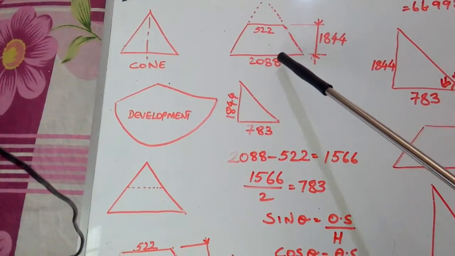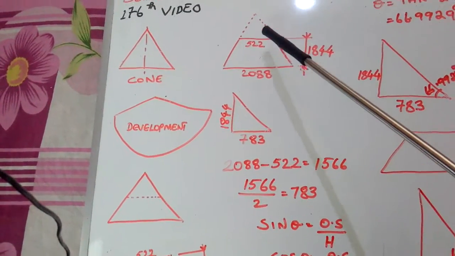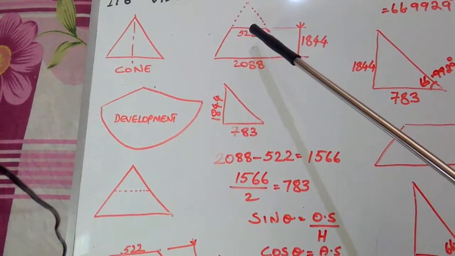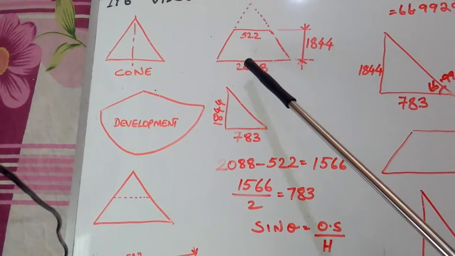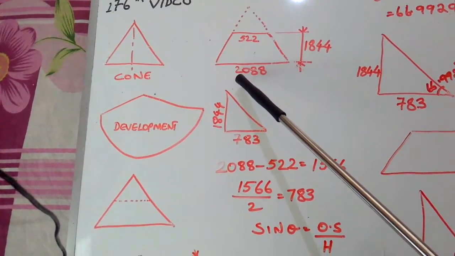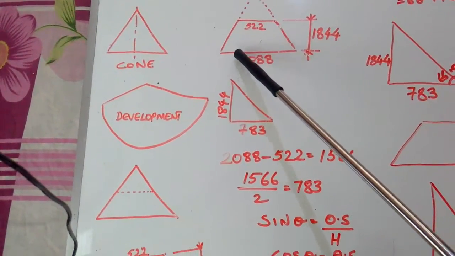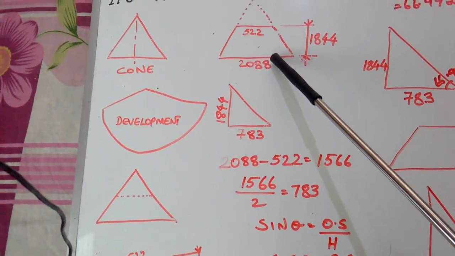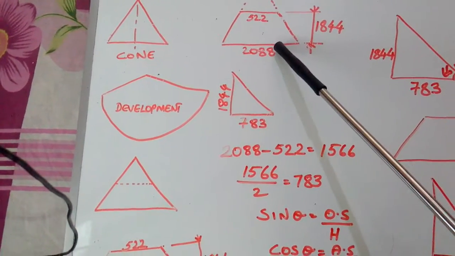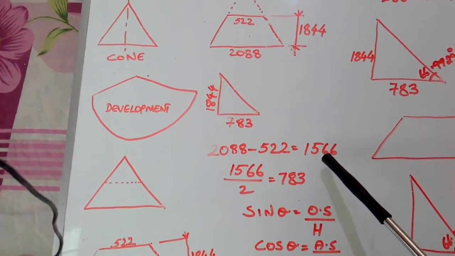What will be the length from here to here? We have this diameter, and we have this diameter also. From this diameter, we have to decrease 522. Then we will get the remaining portion of 522 in 2088. In 2088, 522 is from approximately here to here. We have to decrease this measurement from 2088. If we decrease 522 from 2088, we will get 1566.